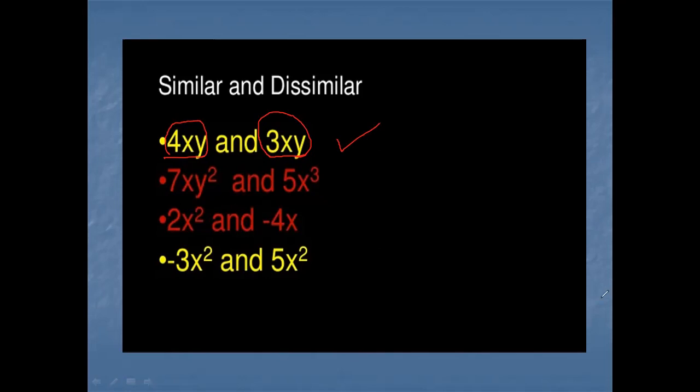Next. Satang, 7xy squared and 5x cubed, similar or dissimilar? Dissimilar. Okay, it is not similar. It's very obvious. Why? xy squared here, and we have x cubed here. So dissimilar. Okay, Alice, 2x squared and minus 4x, similar or dissimilar?